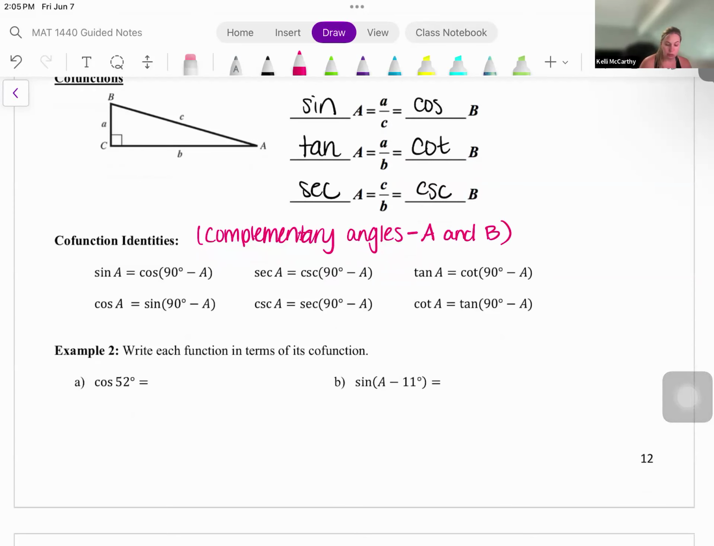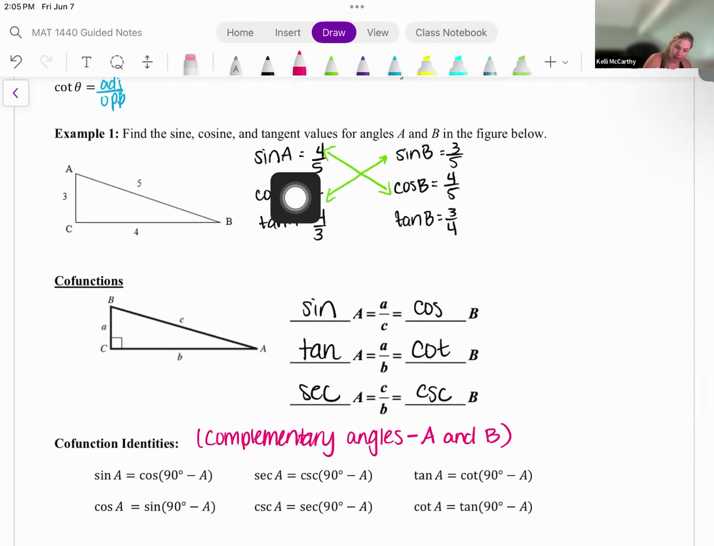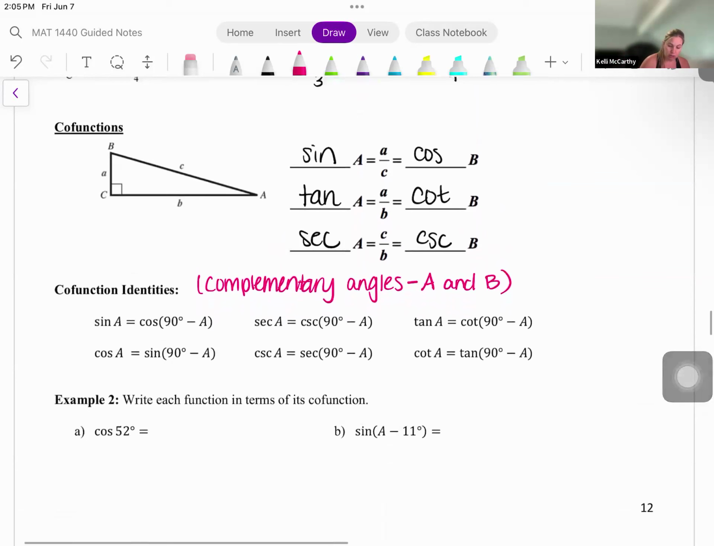Sine of angle A is equal to cosine of 90 minus A, or cosine of its complement. And we saw this right here. Sine of angle A is equal to cosine of its complement. So A and B here were complements of one another, and we had the same trig function value. Cosine of angle A is equal to sine of its complement. Secant of angle A is equal to cosecant of its complement. Cosecant of angle A is equal to secant of its complement. Tangent of angle A is equal to cotangent of its complement. And cotangent A is equal to tangent of its complement. So this is just another way of writing exactly what we have right here.